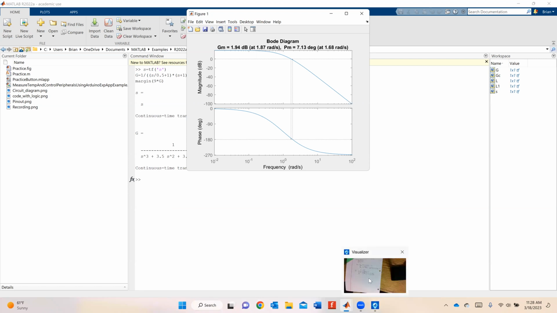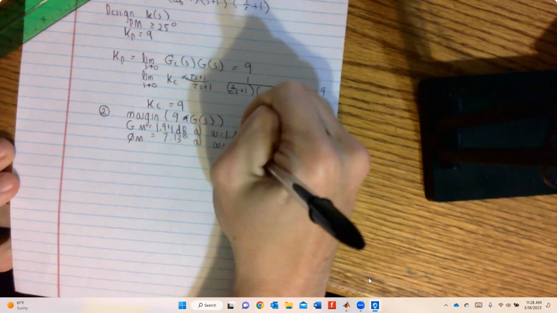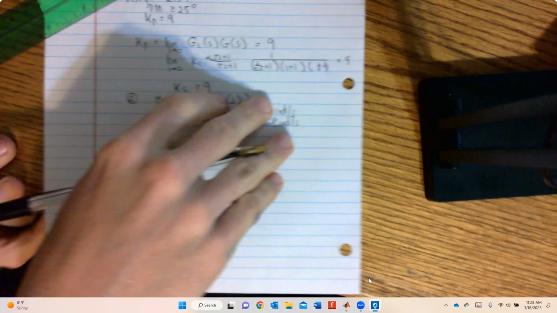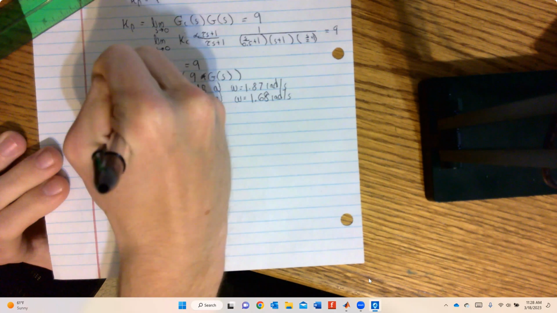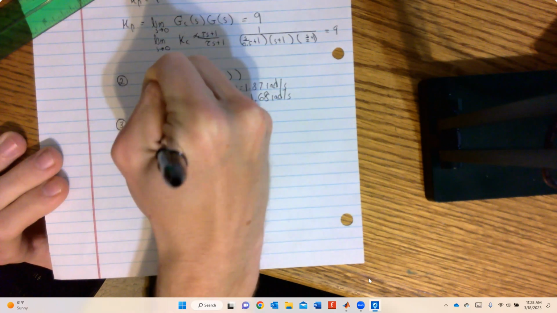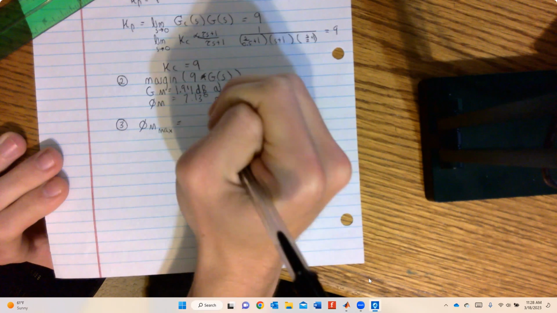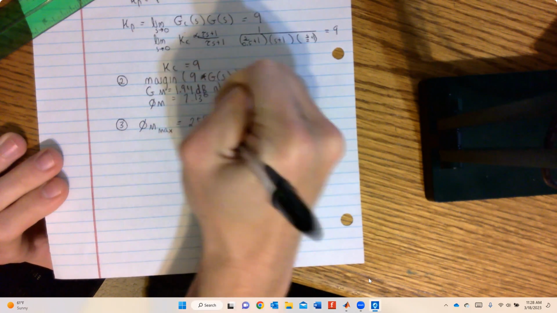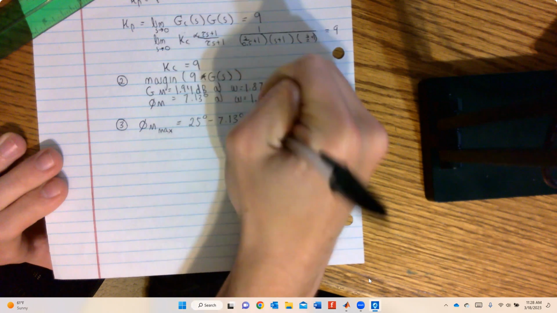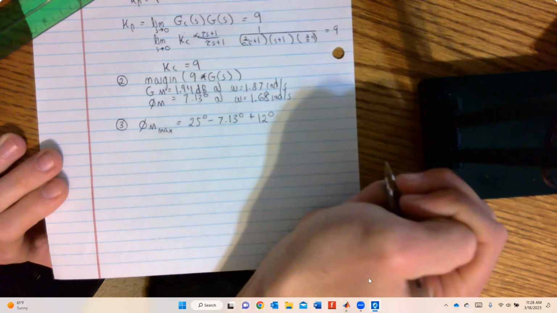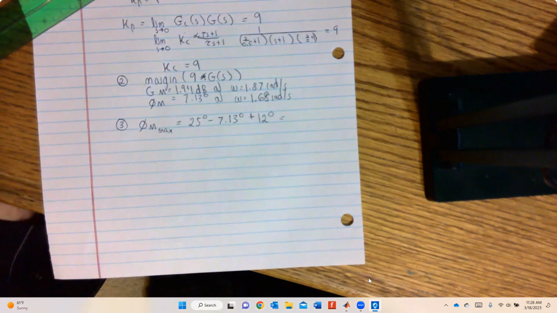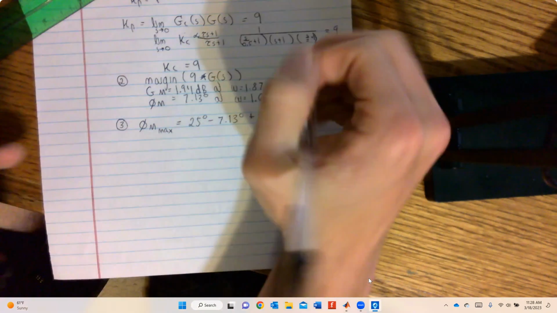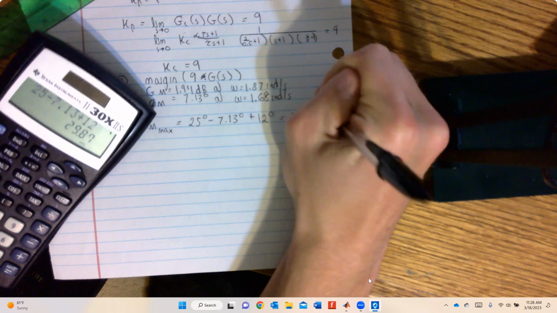So what we're going to do here, switching over to the third step, is find how much margin you need to add. So the phase margin max you need to add, well, we need to at least achieve 25 degrees minus what we currently have, 7.13 degrees, and then add 12 more degrees for some extra margin. If you do this on your calculator, 25 minus 7.13 plus 12, I get 29.87. So that's how much I need to add.